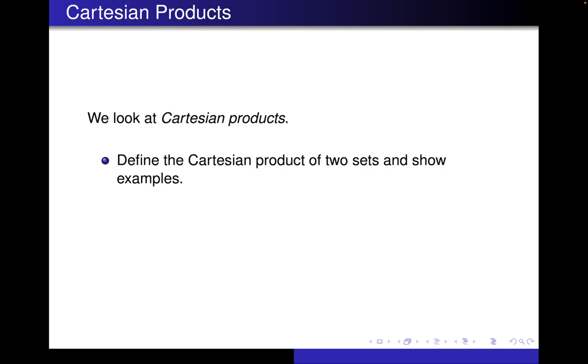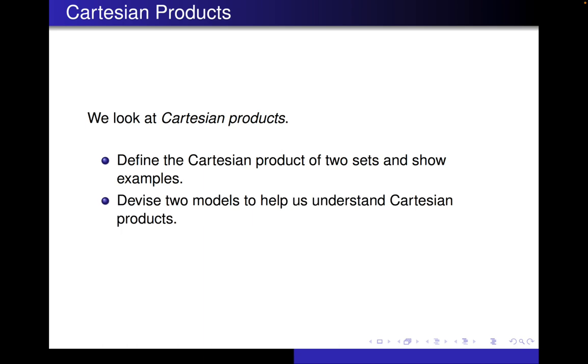For our last topic in sets, we're going to look at something called Cartesian products. So we're going to define what the Cartesian product is of two sets and show some examples. And we're going to devise a couple of models to help us understand Cartesian products and help us with some of the proofs that we're going to see a little later.